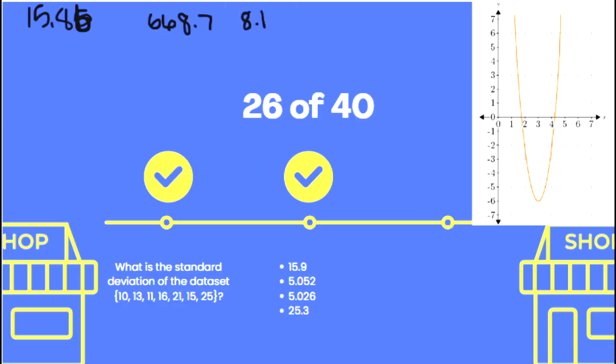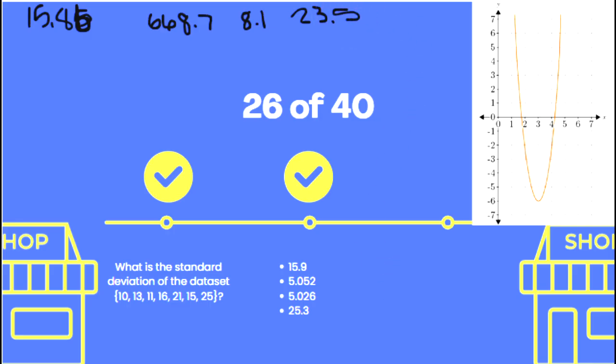Beautiful. Now we have 11. We have 11 minus 15.85 gives us negative 4.85, negative 4.85 times negative 4.85 gives us 23.5.